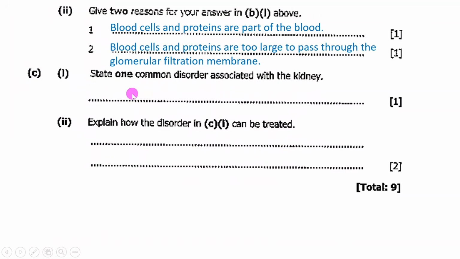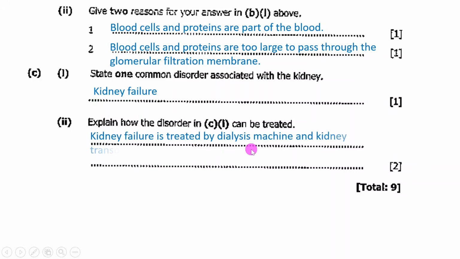Then C part 1 says state one common disorder associated with the kidney. So this is kidney failure. Then part 2 says explain how the disorder in C part 1 can be treated. We are saying kidney failure is treated by dialysis machine and kidney transplant. Yeah, that's what is used.